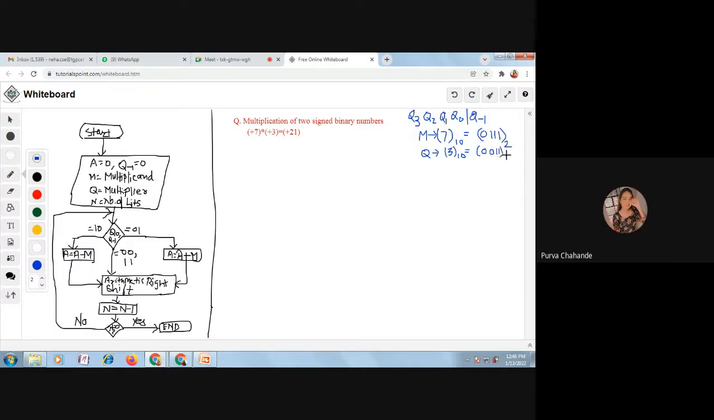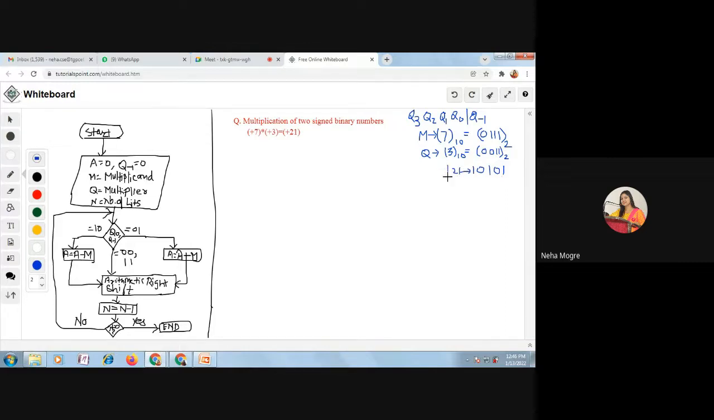0011 to the base 2. Okay, and plus 21, what is the form of plus 21 in binary? 10101. Yes, 1 to 4 is 16, right? So this is 21.